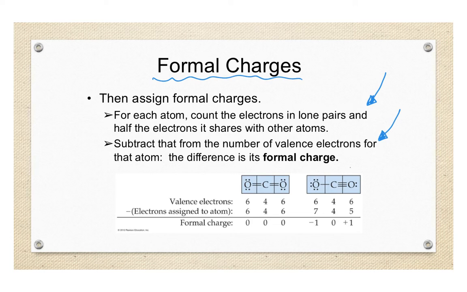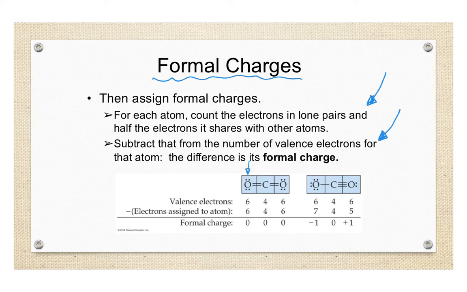So if we look here, we've got two structures for carbon dioxide which are valid, which both meet the octet rule and use the right number of valence electrons. So which one is going to be better? Well, again, formal charge is used for that. So let's go through each molecule and figure things out.